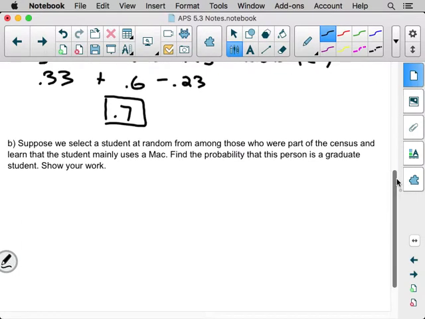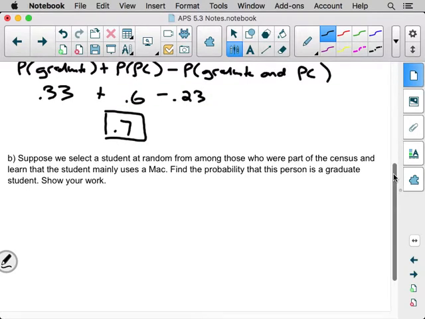Part B, suppose we select a student at random from among those who are part of the census and learn the student mainly uses a Mac. Find the probability this person is a graduate student. Show your work. All right. So, given that, where? Oh, okay. It doesn't say given that, but we're told the student mainly uses a Mac. So, again, in my mind, what I'm hearing is given that the student uses a Mac, what is the probability that they're a graduate student?